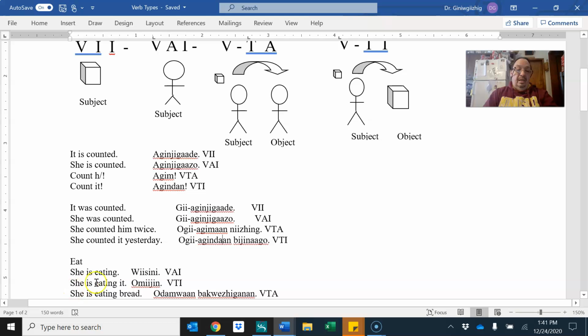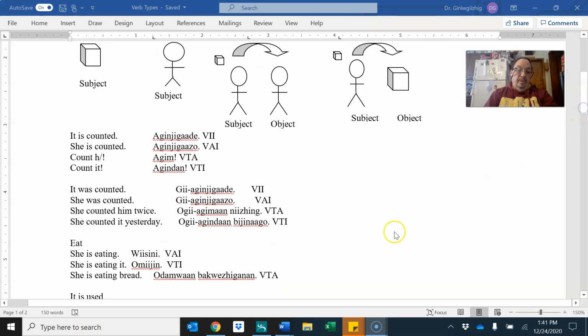Now if we say eat it, I go to the rules, the grammar conjugation chart, and it says put O in the front. That's all you've got to do. She is eating it. So that's a VTI sentence. And the root word is mijin. She is eating bread. Bread is animate. It says put O in the front, on in the back.